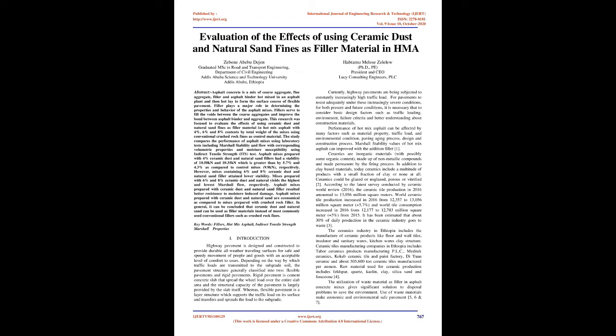Rigid pavement is a cement concrete slab that spreads the wheel load over the entire slab area, and the structural capacity of the pavement is largely provided by the slab itself. Whereas, flexible pavement is a layered structure which supports the traffic load on its surface and transfers and spreads the load to the subgrade. Currently, highway pavements are being subjected to constantly increasing traffic loads.